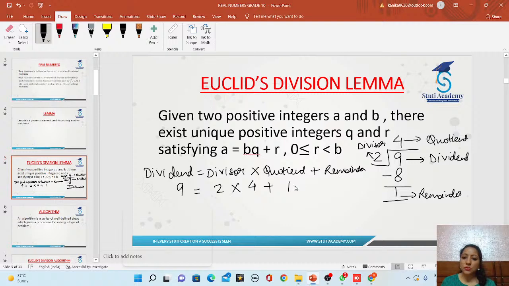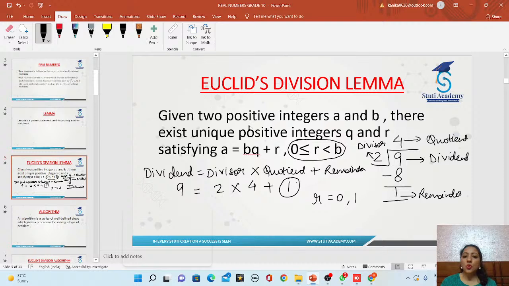Now children, please notice here, this remainder will be either 0 or strictly less than the divisor. It cannot be equal to the divisor. So if we are writing here 0 ≤ r < b, that means our remainder is either 0 or it can be 1. It cannot be 2 in this case because it cannot be equal to the divisor. Because if it's 2, we could have written here 5.